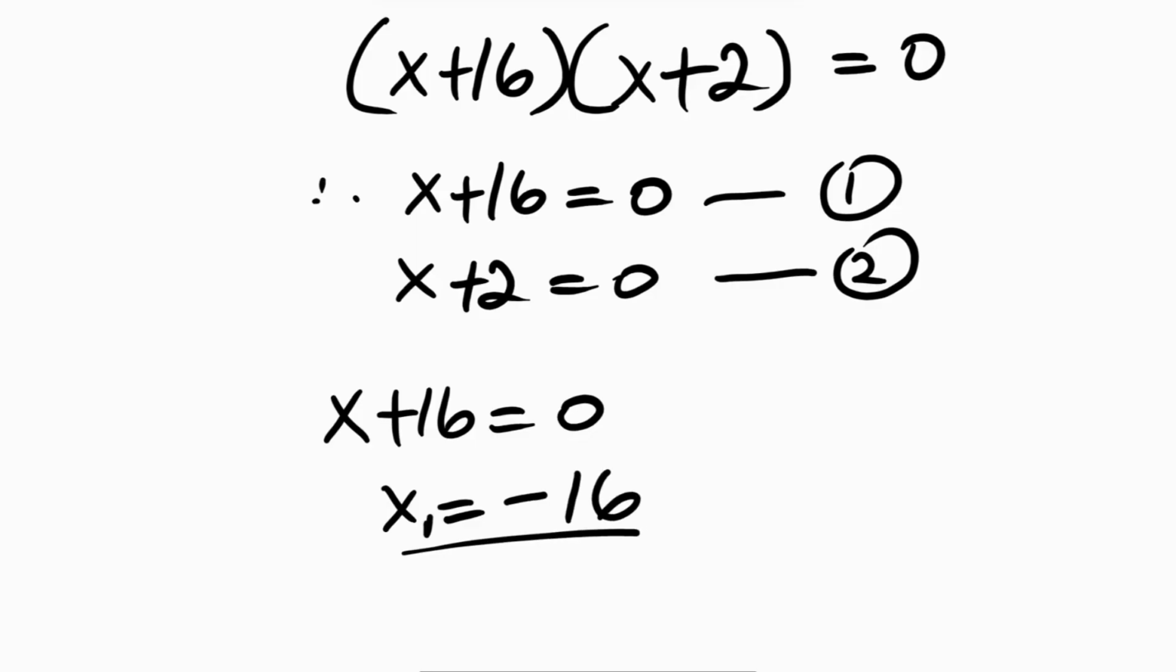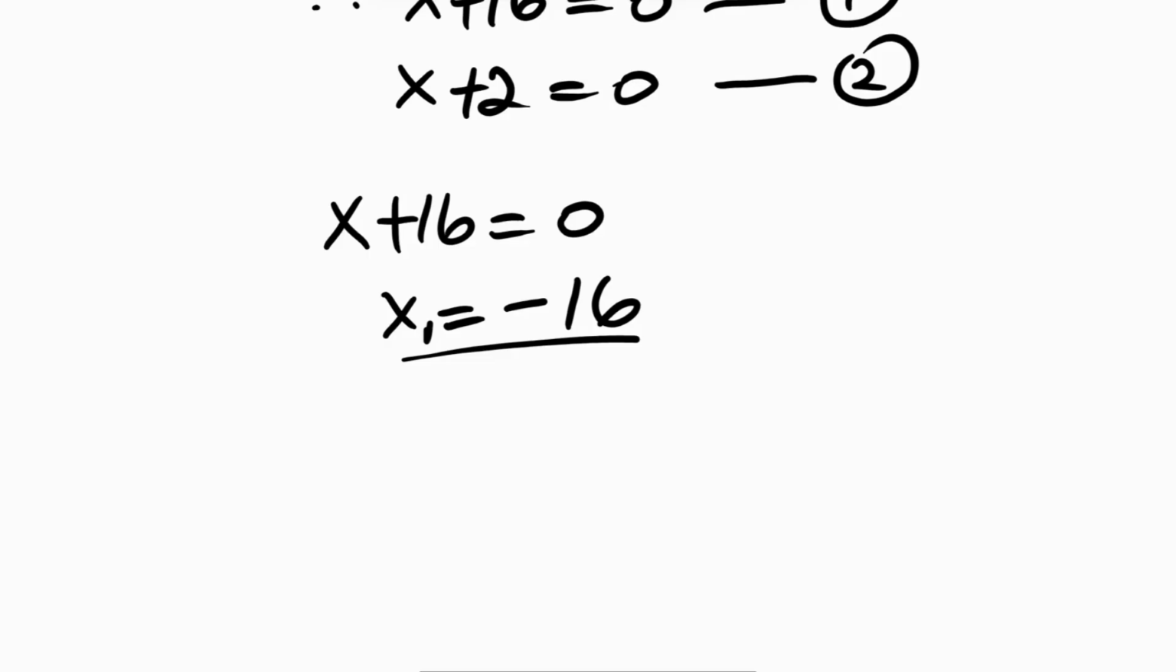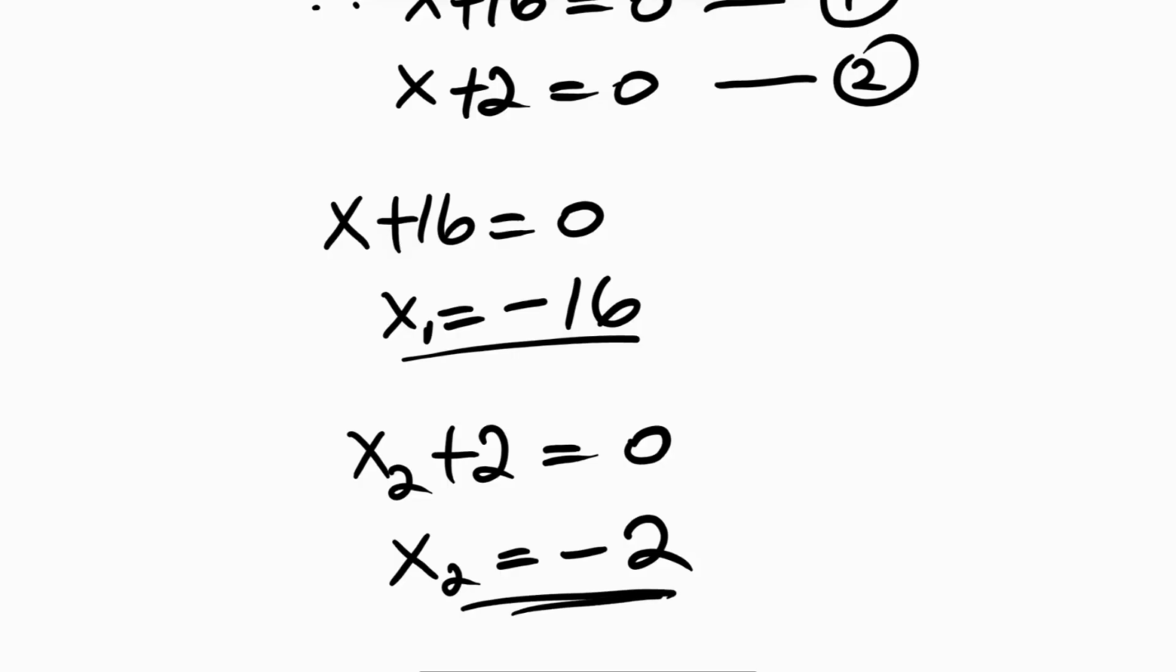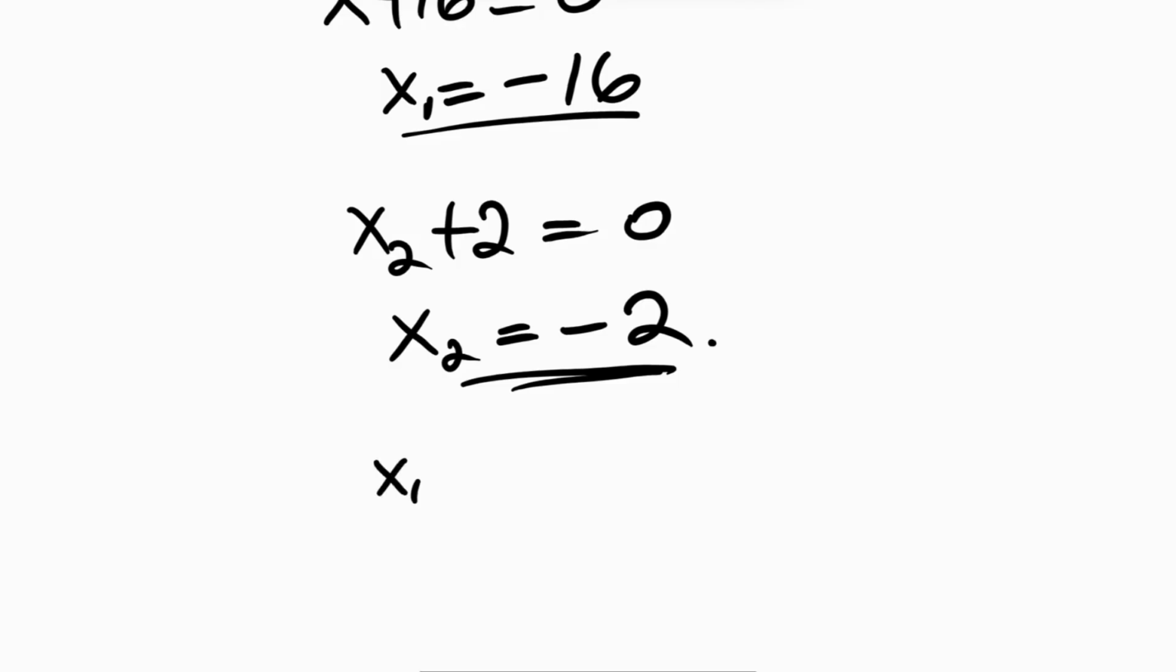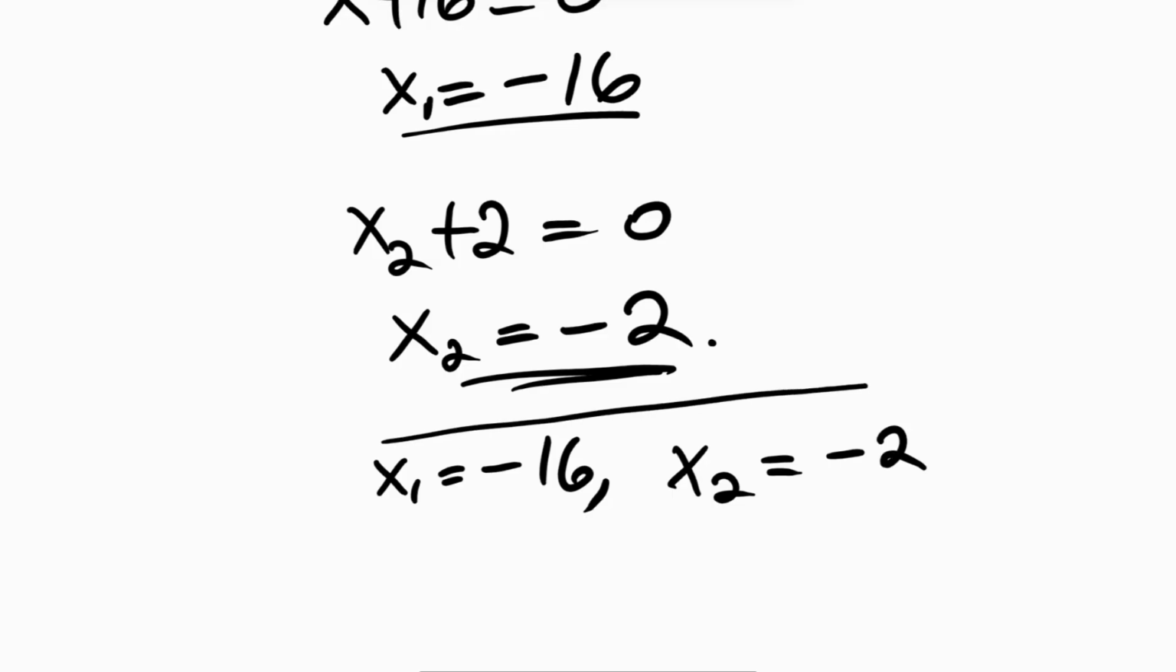So x + 16 is equal to 0, x now becomes minus 16. Okay, that's our x1. So now x2: x + 2 is equal to 0, x2 is equal to minus 2. Okay, so the two values of x are minus 16 and minus 2.